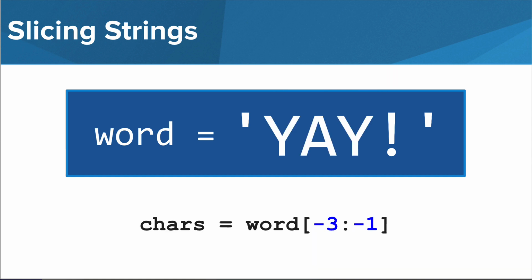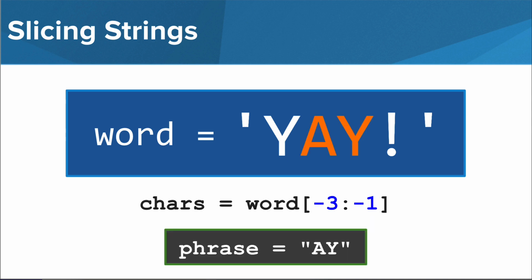We can also use negative index values inside slices. These are still written from left to right in the string. So if we saved a slice of word from -3 to -1 inside the variable chars, we would be saving the letters A and Y. Note that the slice starts at index -3 and ends at index -1, which is not included in the slice.